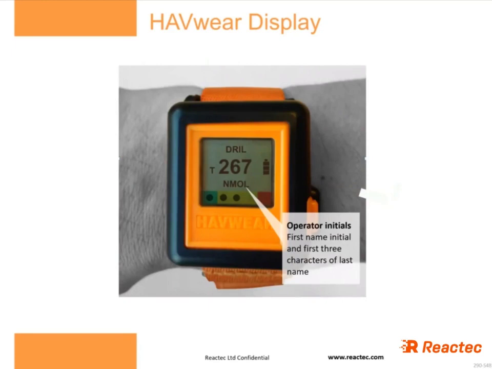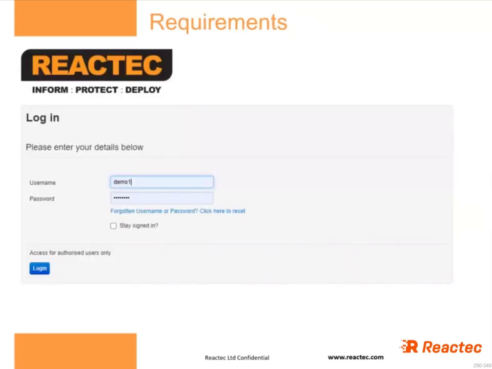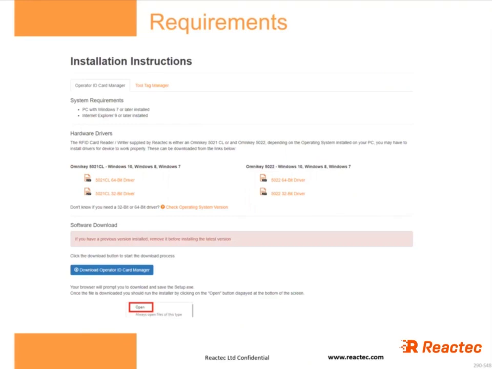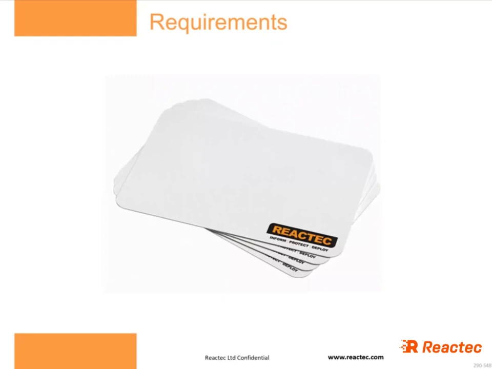This video will cover how to add operators to the analytics platform and how to program an operator ID card and a CSCS card using Reactec Card Manager software. To program operator ID cards, you will require an analytics administration user account, an HID OmniKey RFID reader-writer, driver software for the RFID read-writer, and Reactec Card Manager installed onto a PC. Finally, an operator ID card or CSCS card.